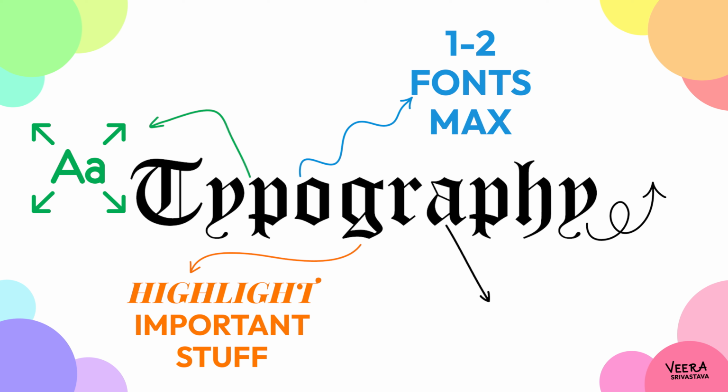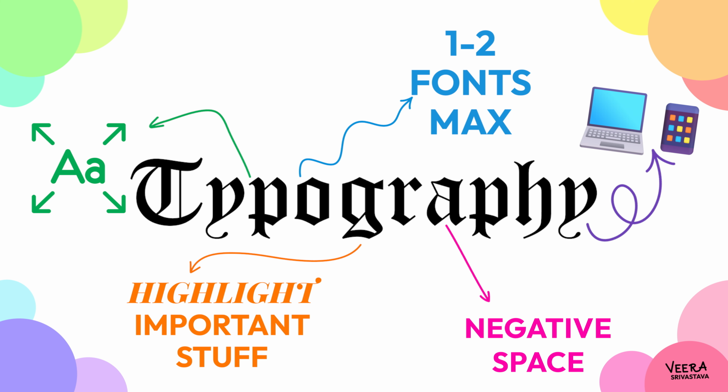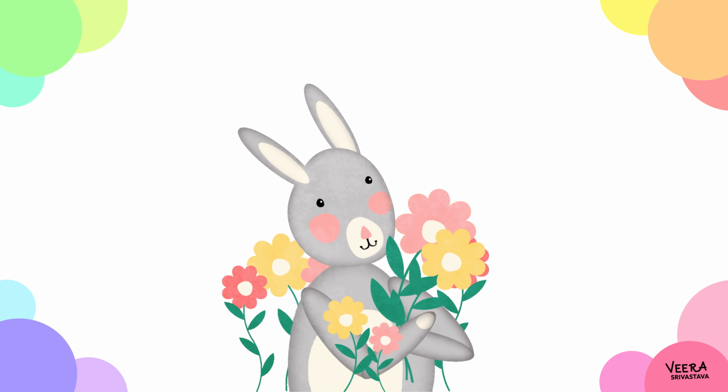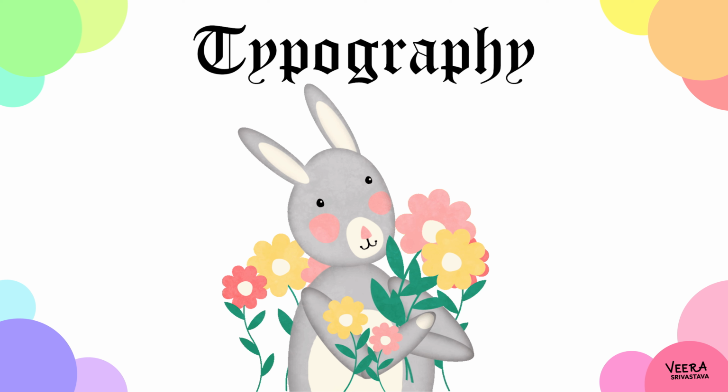Number 3, make the important stuff bigger, bolder, wider, and look important. Number 4, let there be enough breathing room, white space, negative space. Don't make fonts too crowded. And number 5, make sure to test your fonts on real devices. That has been the most beginner-friendly interpretation of the giant concept that is typography.